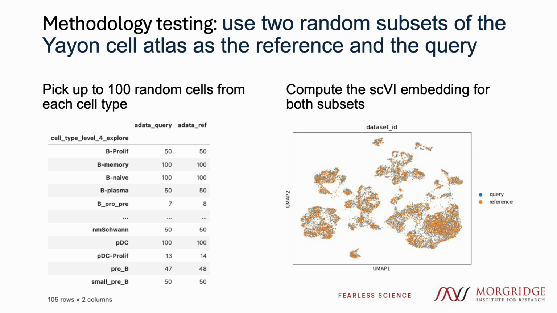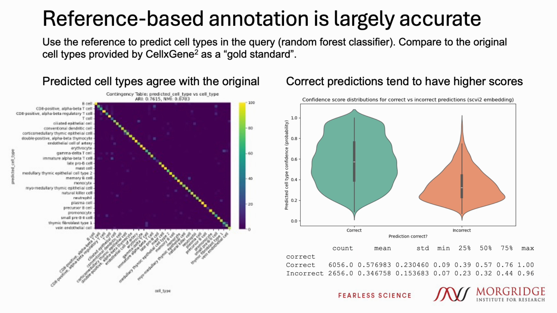Since in this exercise both the query and the reference are drawn from the same cell atlas, there is no batch effect, as you can see on the UMAP plot on the right. The heat map on the left shows that there is a nearly perfect correspondence between predicted cell types and the original selects gene annotations. The violin plot on the right shows that the scores of the correct predictions tend to be higher than those of incorrect ones.